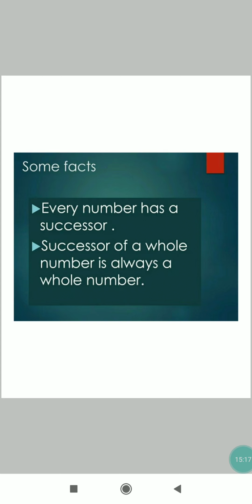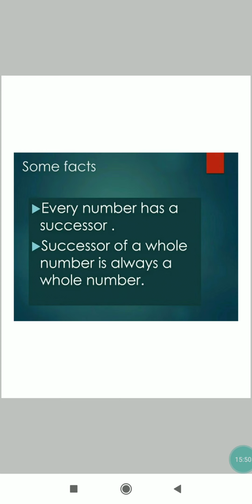Some facts are also there, student, related to successor. Just see. Every number has a successor. Every number is having its successor. Okay, means all the numbers. If we are talking about zero also, then zero is the smallest number. From zero only we used to start reading the numbers. So 0 will be considered the smallest number. So 0 is also having a successor, student. What is that successor? That is 1. Means 0 is also having a successor. That is 1, student.